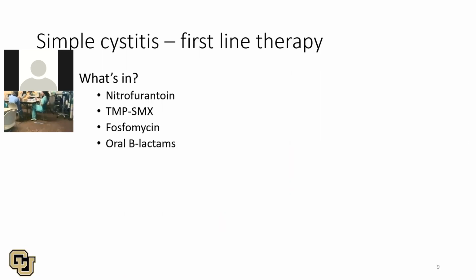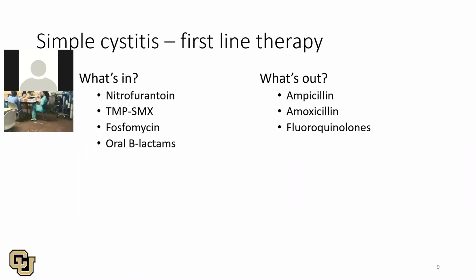So what are some first-line therapies for this? Nitrofurantoin, as many of you said, trimethoprim-sulfamethoxazole or Bactrim, fosfomycin, and oral beta-lactams are common things we use for simple cystitis, and so you guys picked the right answer. The reason I wanted to bring this up is just to let you know that we no longer prescribe ampicillin or amoxicillin as first-line therapies because there's a lot of resistance to those medications. And fluoroquinolones, while a decent second-line option, are no longer a first-line option either. So make sure you're picking from the left column.